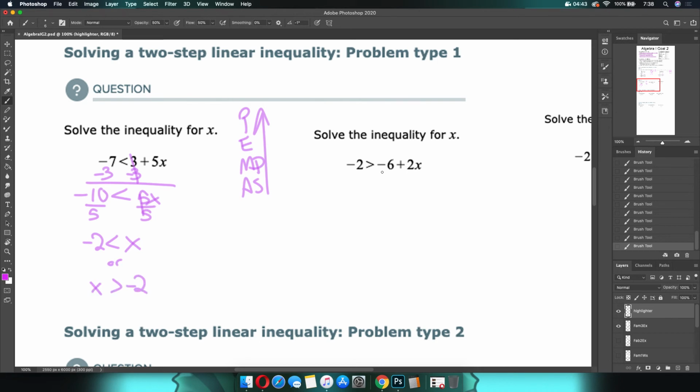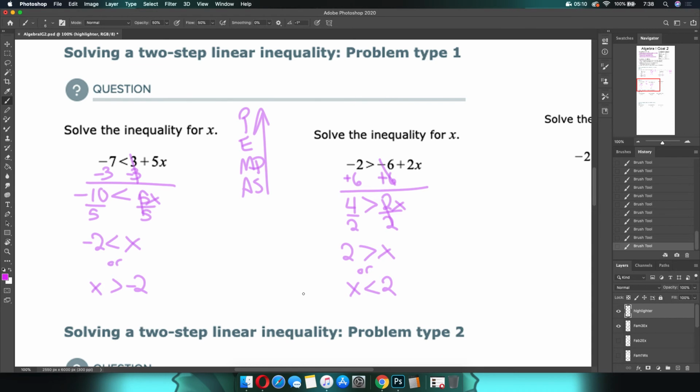Next one, over here, that's a negative 6, so we're going to undo that with addition. What are we left with? Those are opposite signs, so we're subtracting, so that's going to be 4 greater than 2x, and then divide by 2. 2 is greater than x, or again, if you're feeling frisky, x is less than 2.